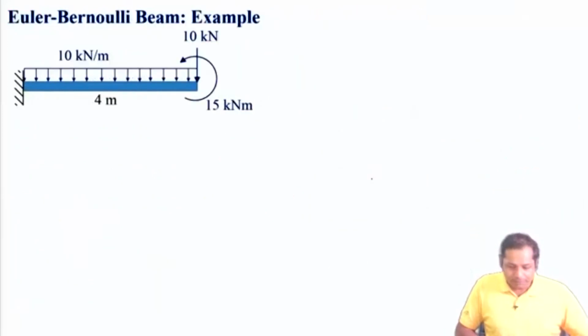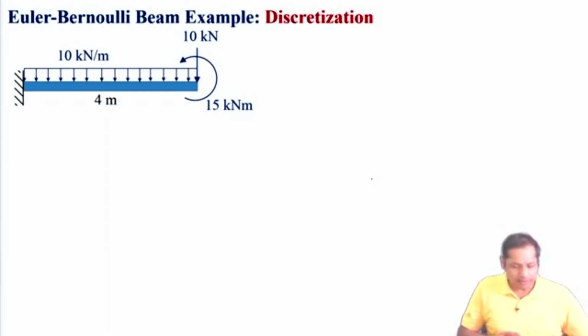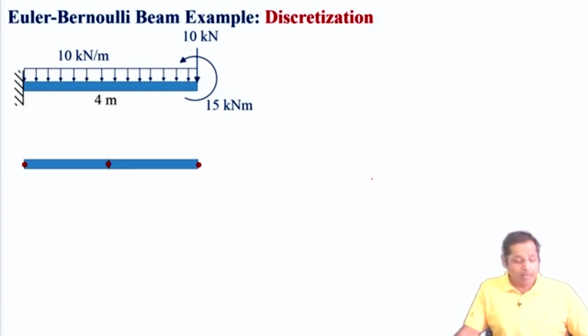Now let's take an example problem. This is the example problem. Now the first step is the domain discretization. Let's do that. So first is domain discretization. This is our domain. Now, since in the next 8-10 minutes we'll be doing manual calculation and then we'll write the program, for manual calculation we'll take only 2 elements.